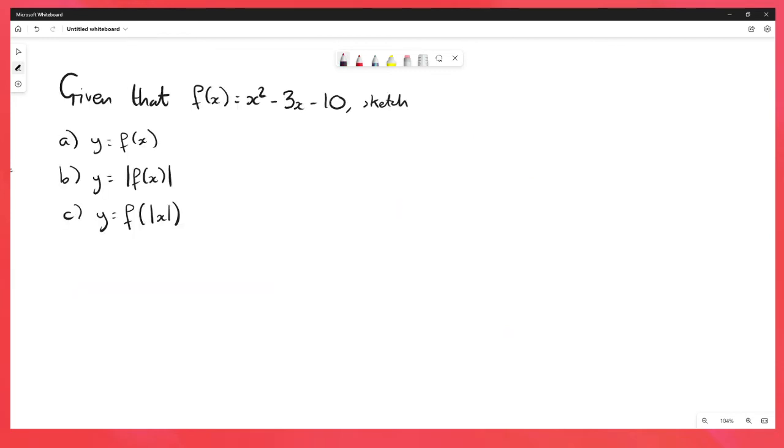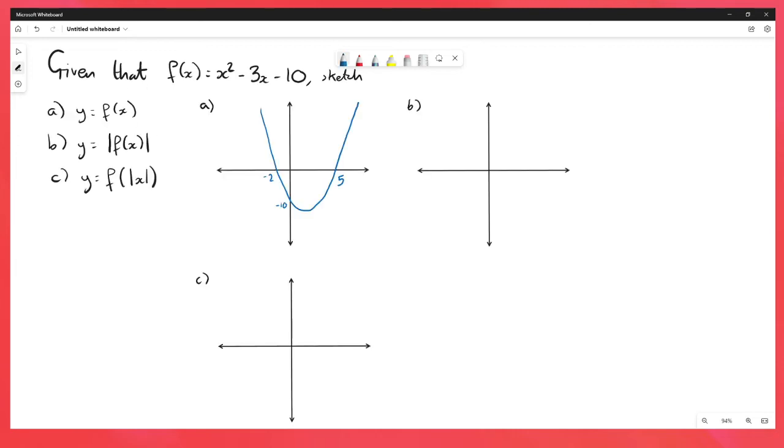We've got this function here, x squared minus 3x minus 10, and we're going to sketch those three things. Now the first one is just sketching that graph. So stop the video, sketch the graph, and then we'll come back and we'll have a look at how we can apply the transformations. Okay, so we've got our quadratic graph here. Standard quadratic graph goes through the x-axis at -2 and 5, and the y-axis at -10.